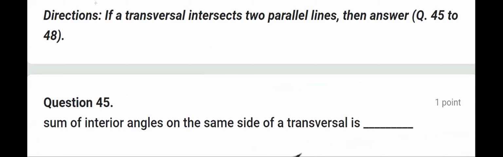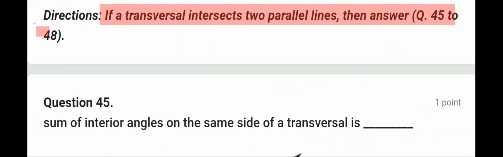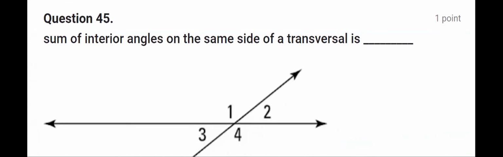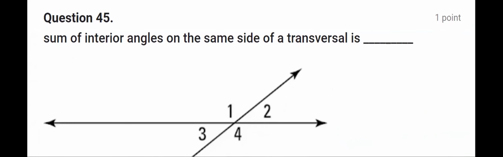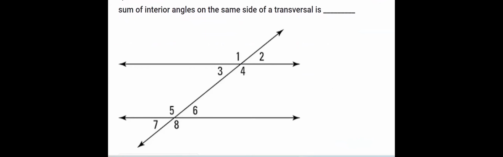From question number 45 to 48, we have to say that if a transversal intersects two parallel lines, then a few questions are based on this. The first question says: the sum of the interior angles on the same side of the transversal. As you know, these are interior angles, but they're asking about the same side of the transversal.